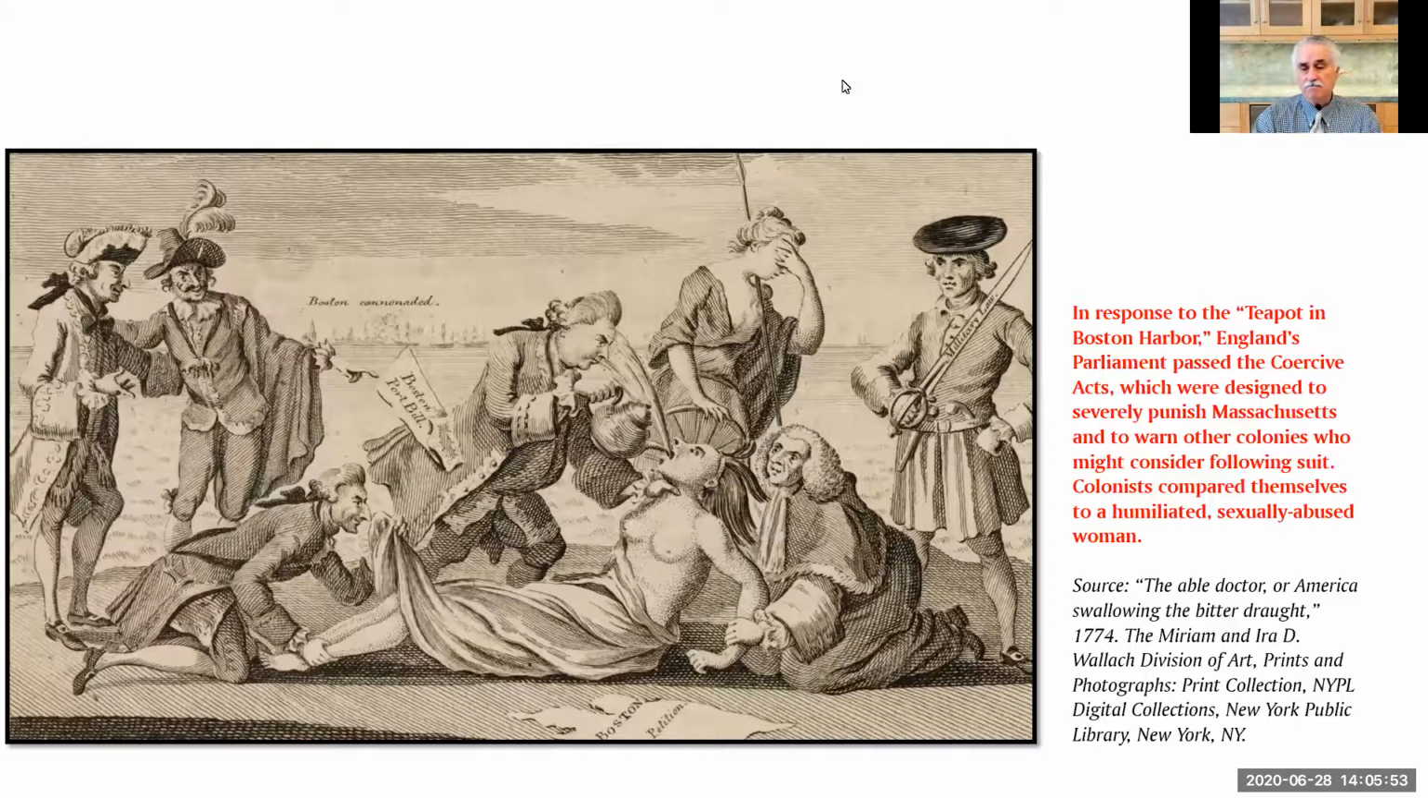This is it. It says, in response to the tea party in Boston Harbor, England's Parliament passed the Coercive Acts, which were designed to severely punish Massachusetts and to warn other colonies who might consider following suit. Colonists compared themselves to a humiliated, sexually abused woman, as liberty turns her face away from these outrageous actions.